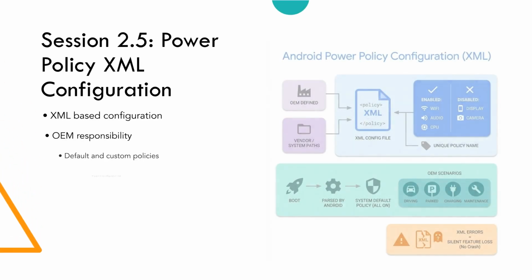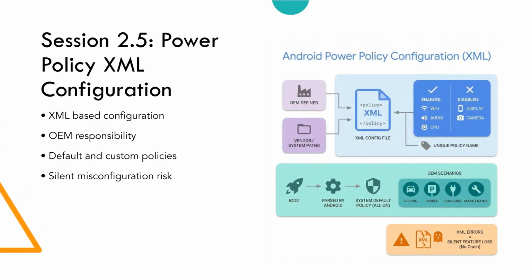Power policies are defined using XML configuration files. These files are typically provided by the OEM and placed under vendor or system configuration paths. Each policy has a unique name and explicitly lists enabled and disabled components. Android parses these policies during boot.